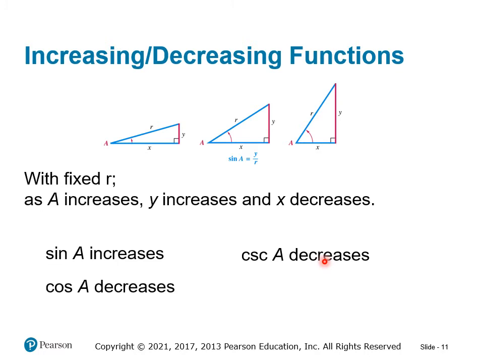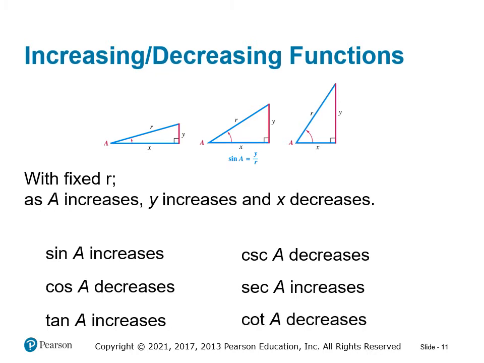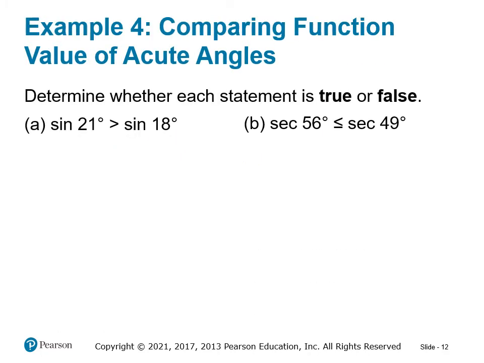Again, cosine A, this is what I was talking about before, cosine being x over r. As x gets smaller, the fraction gets smaller. So the secant is going to increase. Remember that tangent is y over x. So as y increases and x decreases, the numerator increases and the denominator decreases. So this is going to get bigger as well, which of course means the cotangent, or the reciprocal, will get smaller.